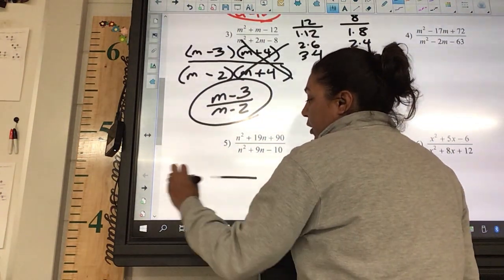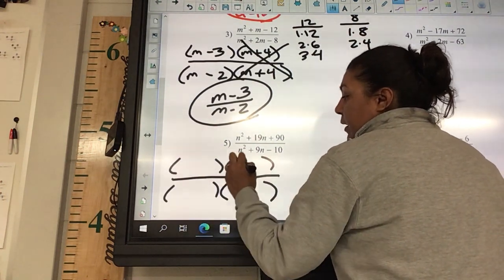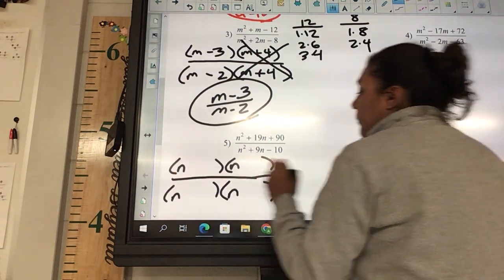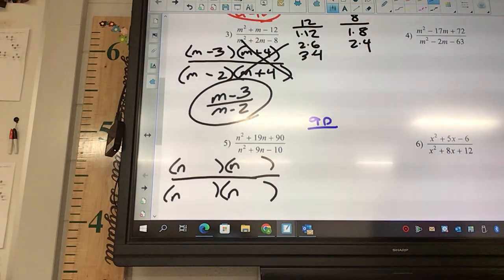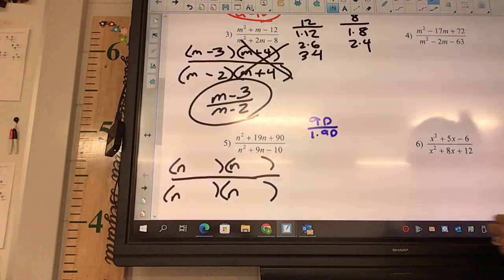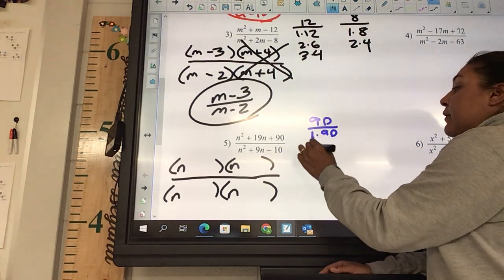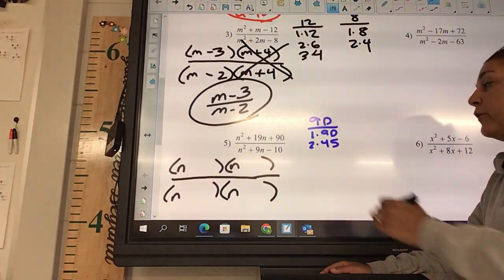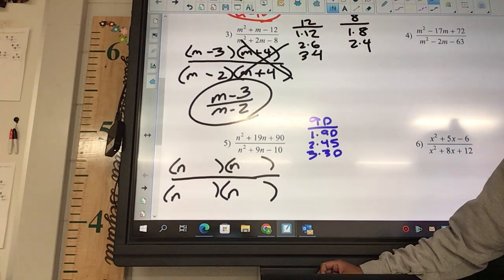For 5, so we can draw our thing and make our parentheses, and then put all the ends where they go. Okay, 90. What are some factors of 90? 1 and 90. 2 and 45. 3 and 30. What's the 90? 5 and 18.